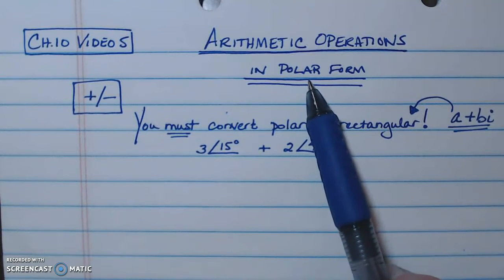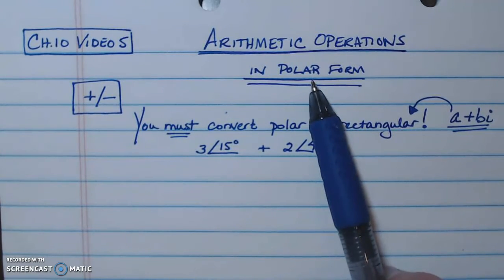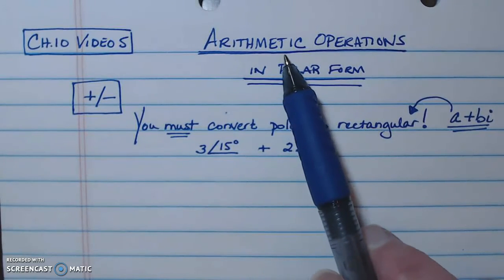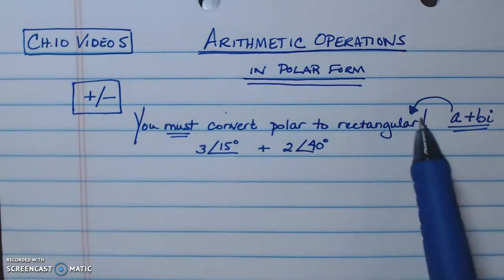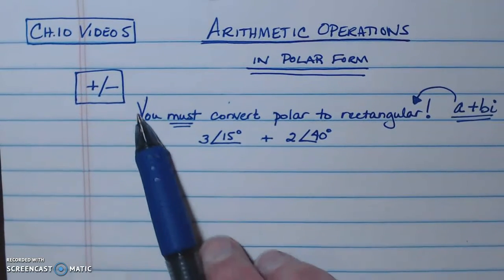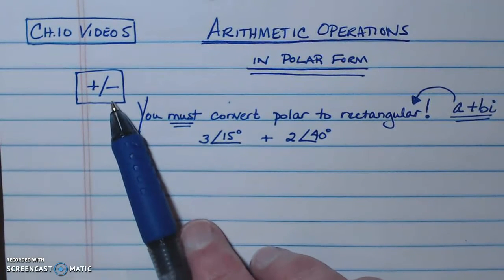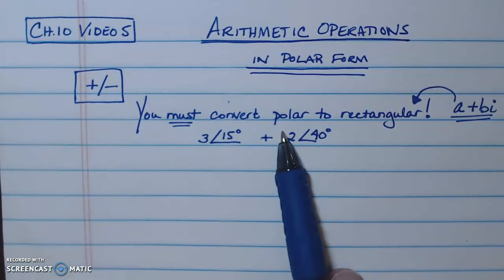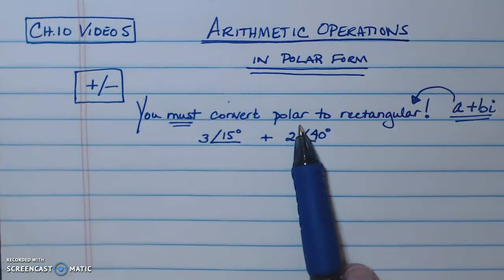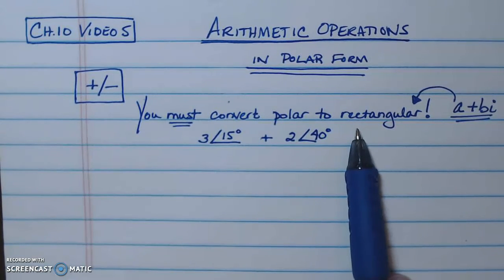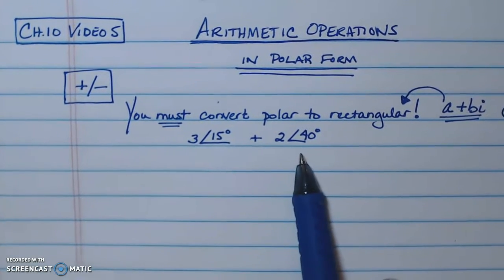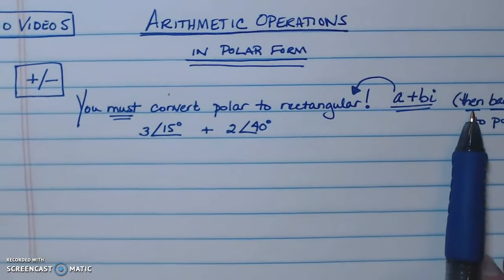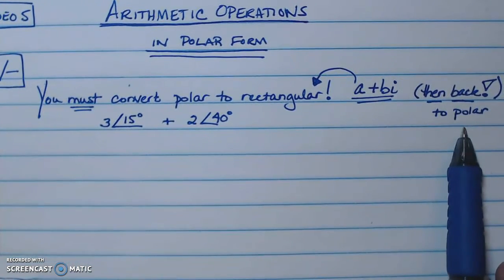So continuing on our study of polar form of complex numbers, we're going to pursue the rules for arithmetic operations: addition, subtraction, and division. For addition and subtraction, unlike rectangular, when you could simply add together the like terms, and I'll show a contrast in a minute, in polar you must convert your polar form of your complex numbers to rectangular, and then once you have added or subtracted in rectangular form, you're going to then, oh joy, convert back to polar.